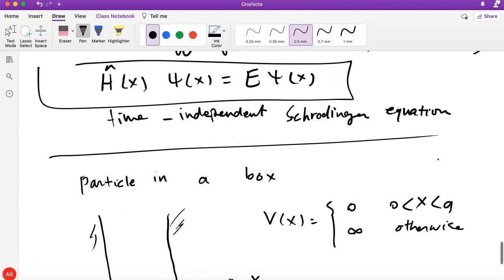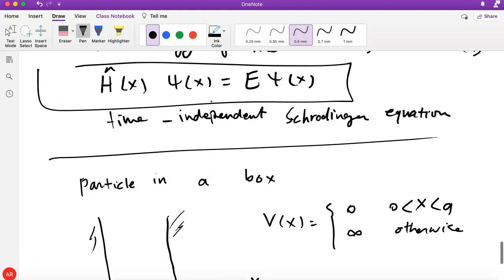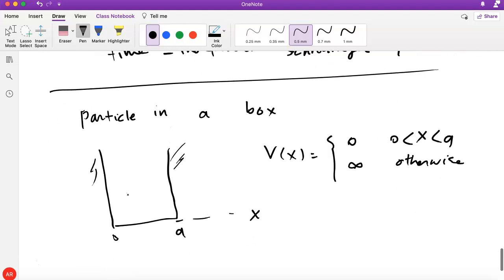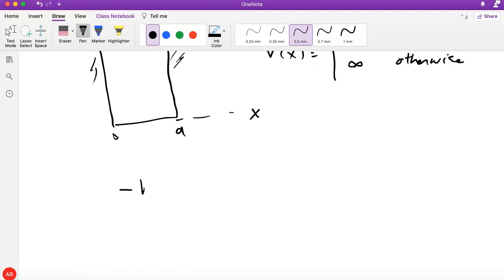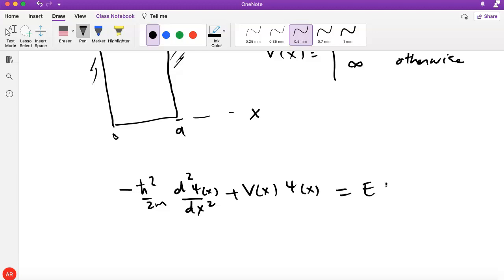And let's say we want to find the solutions to this equation for this particular potential. So our equation is, writing it explicitly, minus h bar squared over 2m, second derivative of the wave function with respect to position, plus v of x times the wave function. This is just now a function of position, right? That's the time-independent stationary states, is E times psi of x.